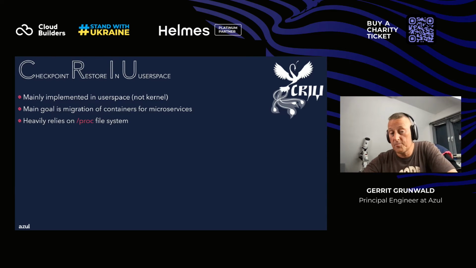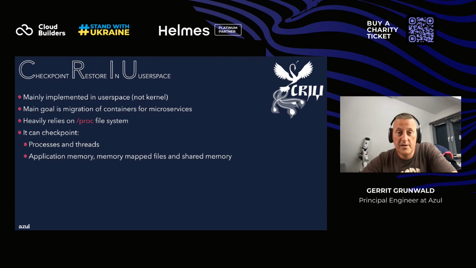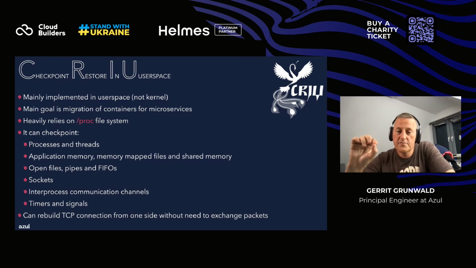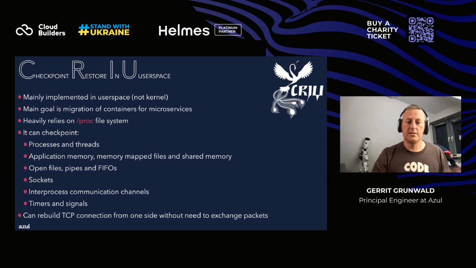It heavily relies on the /proc file system, where it gets all the information from, which is also one of the problems because this is not available on Mac, for example. It's also not available on Windows. So that means this is at the moment only available on Linux, right? It can checkpoint processes and threads, application memory, memory-mapped files, shared memory, open files, pipes and FIFOs, sockets, interprocess communication channels, timers and signals, and it can rebuild the TCP connection from one side without the need to exchange packages. So it can really re-establish the TCP connection.